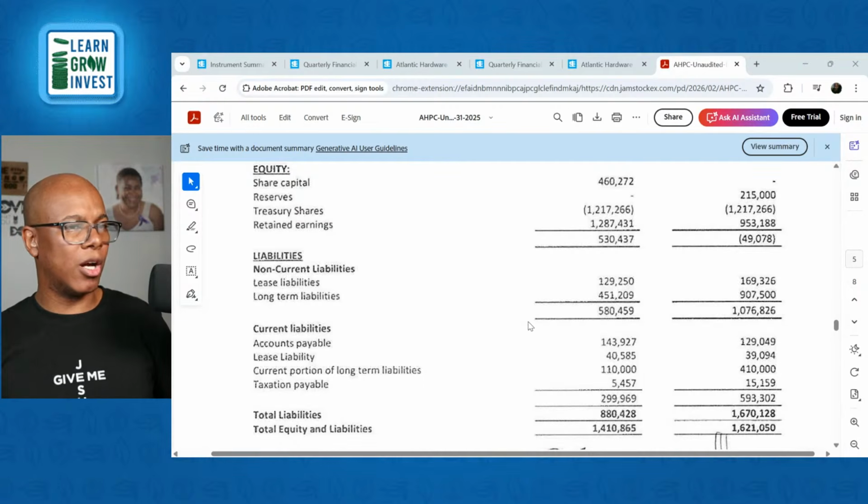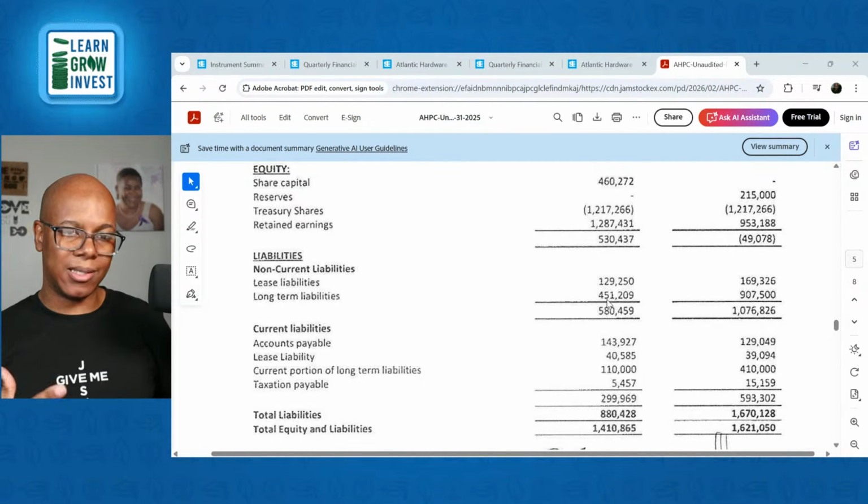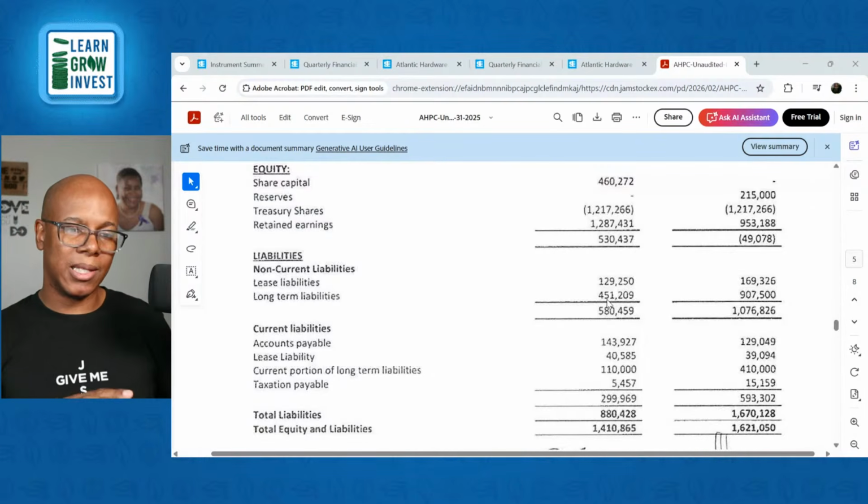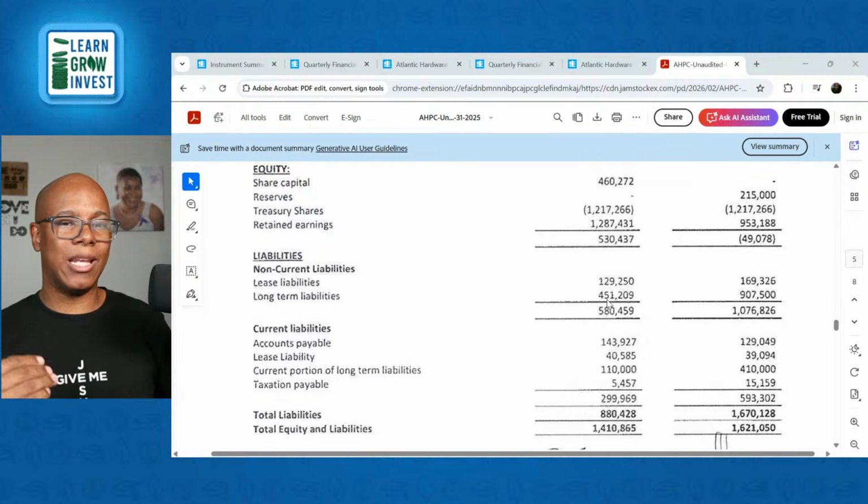Then we have long-term liabilities. This is debt that the company has to repay. And we know that as a part of the IPO, they would have stated that they would have used a portion of the funds to pay down their debt.